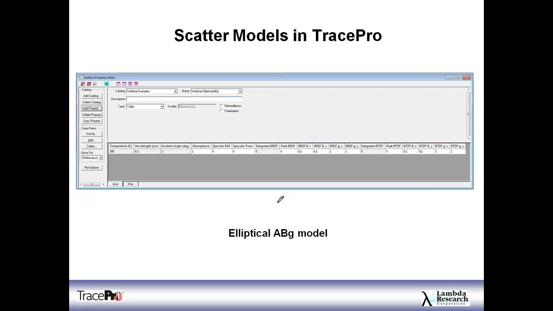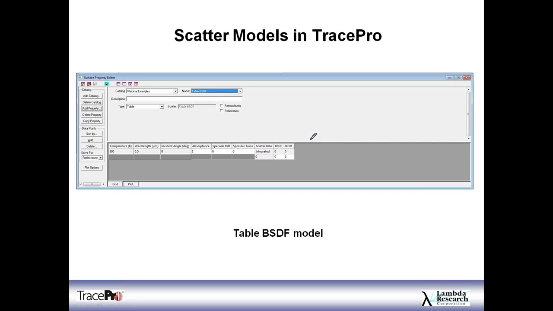If we look at the elliptical ABG model, it's very similar, but now we have X and Y terms for the A, B, and G. So you can define different values for the X-axis and the Y-axis, and then TracePro will interpolate in an elliptical manner between those two values. This can let you model something that is not necessarily isotropic or not rotationally symmetric as far as its scatter.